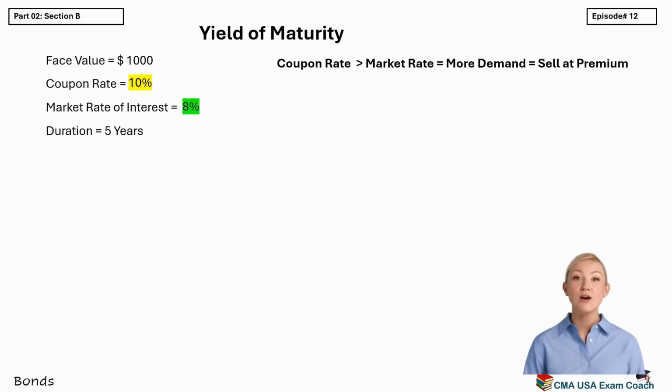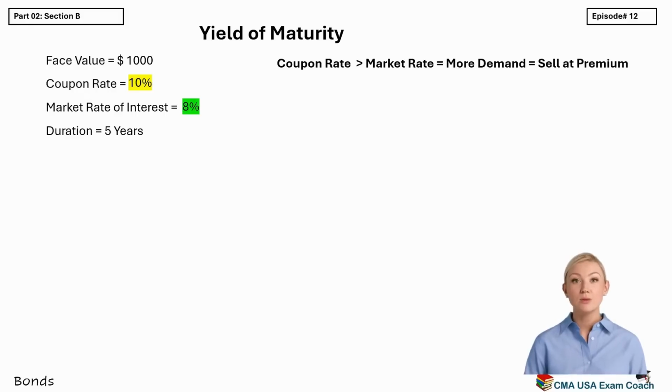Now, because our bond is offering a higher coupon rate than the market rate, it will naturally attract more buyers. This increased demand causes the bond's price to rise above its face value, meaning the bond will be sold at a premium. Let's walk through the steps quickly, just like we did in our earlier calculation.